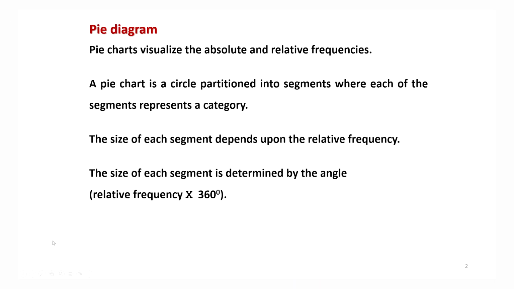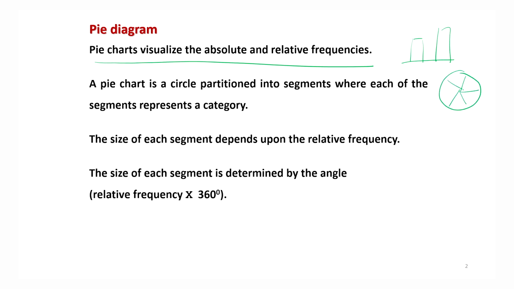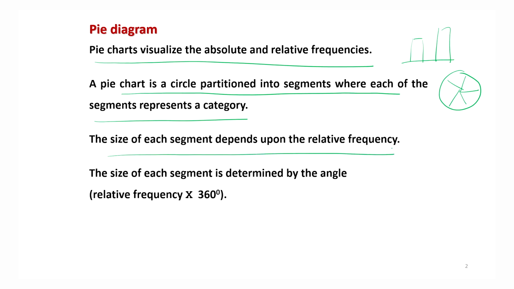Right, okay. So what is the pie diagram? The pie chart visualizes the absolute and relative frequencies, and it is just like a bar plot also. The only difference is that in bar plots the data is represented as a bar, and in the pie chart it is represented as different sections of a circle. So a pie chart is a circle partitioned into segments, where each segment represents a category, and the size of each segment depends on the relative frequency.